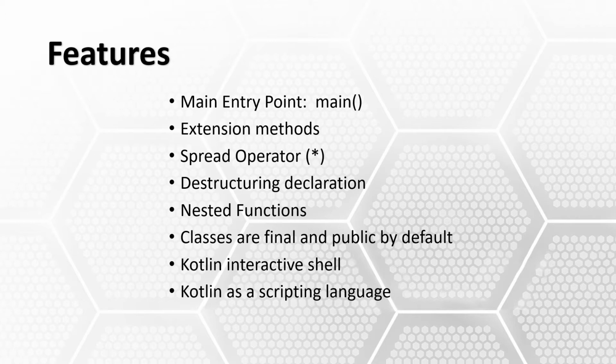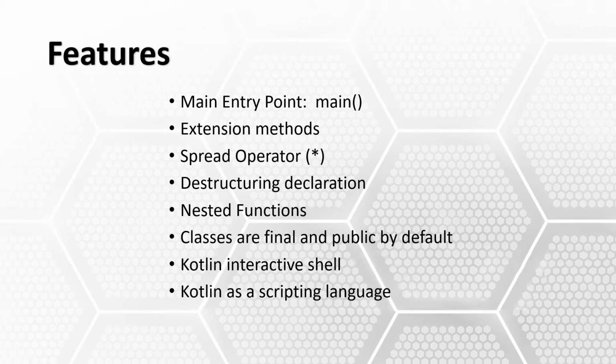The main entry point is main, as in C, C++, Java, Go. Extension methods, that means you can write helper methods that have access to all the public interfaces of a class, which it can use to create a new method interface to the target class, and this method will appear exactly like a method of the class.